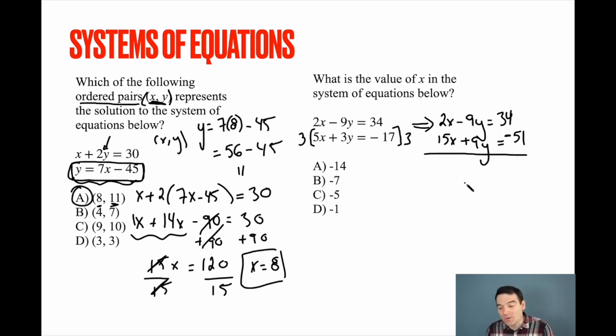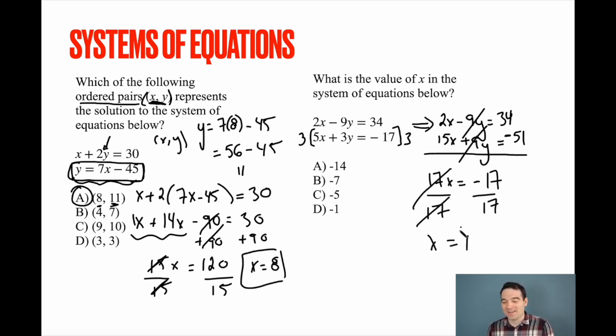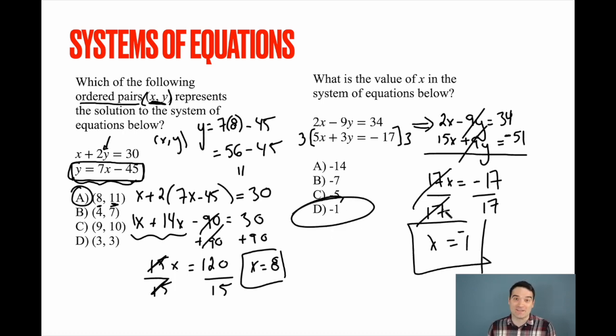Now, if I add these two equations together, which using the elimination method I'm totally allowed to do, those cancel out. That's helpful because now I have 17x equals, what is that? Negative 17. I'm sorry, I added those together. 17x equals negative 17. There we go. It took me just a second. Divided by 17, divided by 17, x equals negative 1. There it is. So the correct answer here is D.